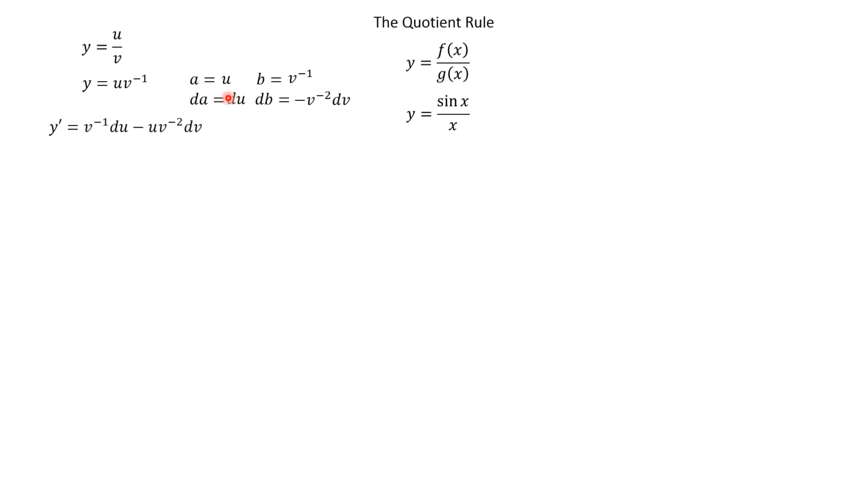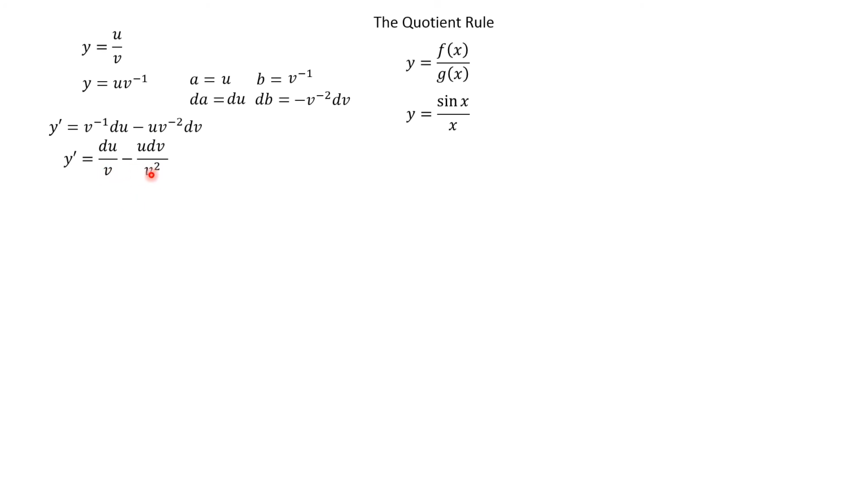Now we can multiply v to the negative 1 du plus negative u v to the negative 2 dv. So the plus negative makes minus. So that's just product rule. Next, we can rewrite our v's as positive exponents in the denominator. So this could be du over v minus u dv over v squared.